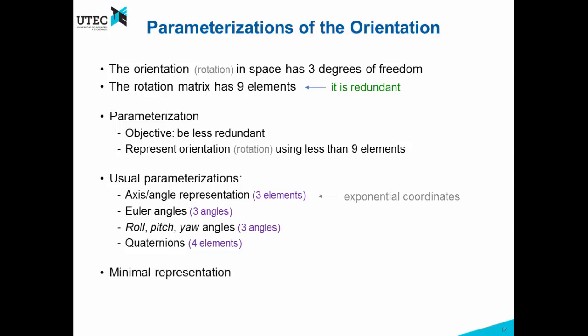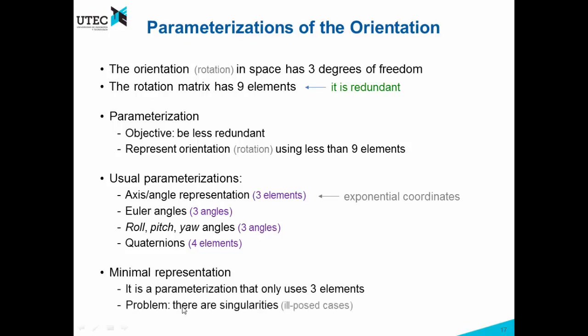A minimal representation is a representation that only uses the number of degrees of freedom that the space has. In this case, the space has 3 degrees of freedom, so a minimal representation will use only 3 elements. The problem is that there exist singularities, which are ill-posed cases.